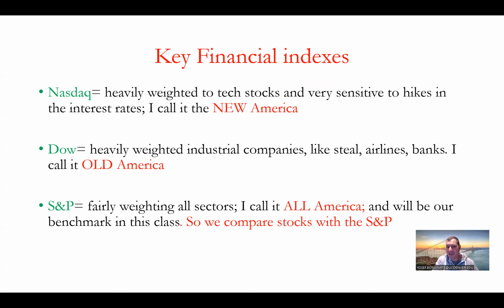Key financial indexes in the United States are the NASDAQ, the Dow, and the S&P. The NASDAQ is more heavily weighted toward technology stocks, and we call it the new America. The Dow is the old America, heavily weighted toward industrials, oil and gas, airlines, and banks. The S&P is all America, which means tech and all other sectors are weighted based on their market cap.